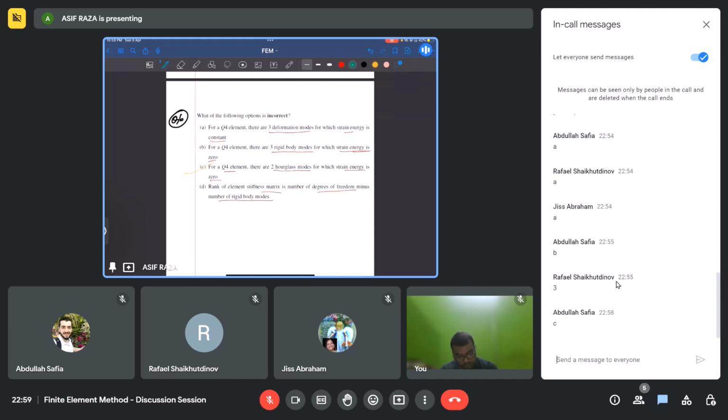The correct statement is, for the Q4 element there are two hourglass modes for which strain energy is not equal to zero. That's why strain energy is present.